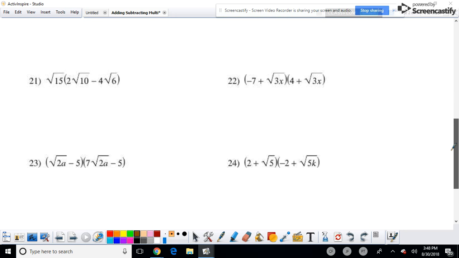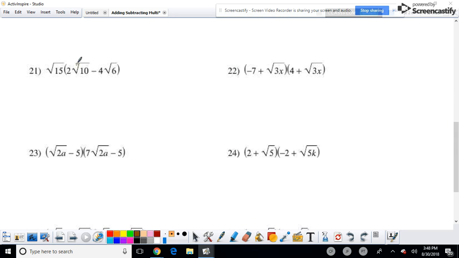Okay. Let's go down to another one that's a little bit more tricky. Let's look at number 21. What's going on here? Well, here we're still multiplying, and we're going to go by our same rules, but we got to use the distributive property. So we're going to do radical 15 times 2 radical 10. Well, this coefficient is a 1. So if you multiply the coefficients, 1 times 2, 2. Multiply the radicals, 15 times 10, 150.